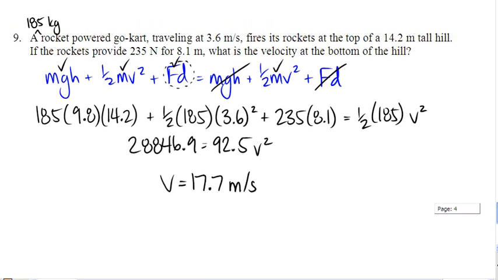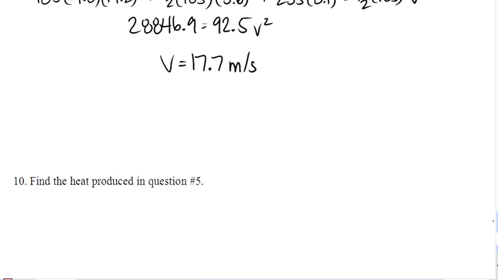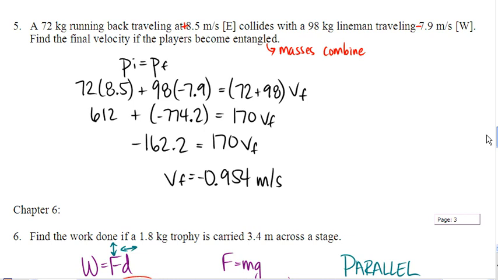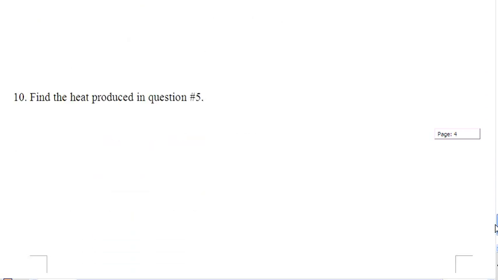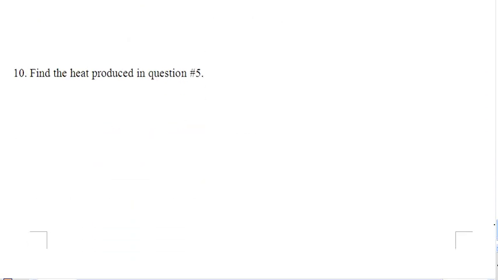Find the heat produced in question number 5. Going all the way back to this question here, the running back and lineman that collide. So remember, what we're going to do with this one is, instead of talking about conservation of momentum, m's and v's, we're going to talk about conservation of kinetic energies, which is kind of nice because we're just going to change m times v into a 1/2 mv squared. So it looks pretty darn similar. We've just got a couple more numbers to worry about.